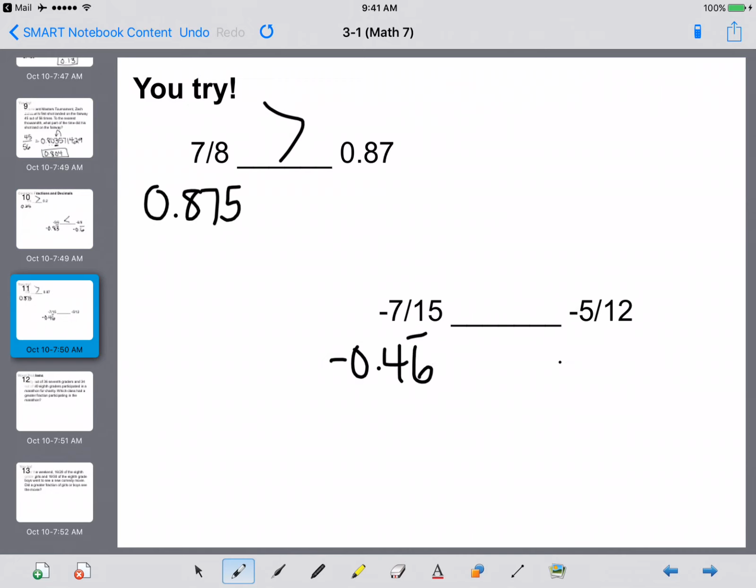Negative 5/12 gets us negative 0.416 repeating. When you have negatives, the smaller number is actually bigger. So our negative 0.41 is bigger than negative 0.46.